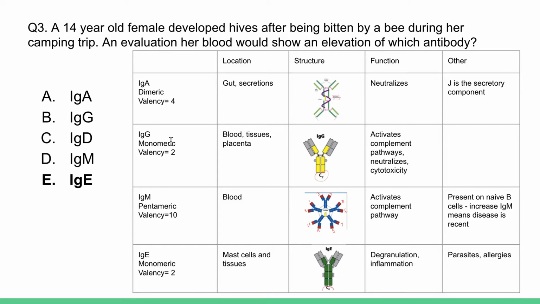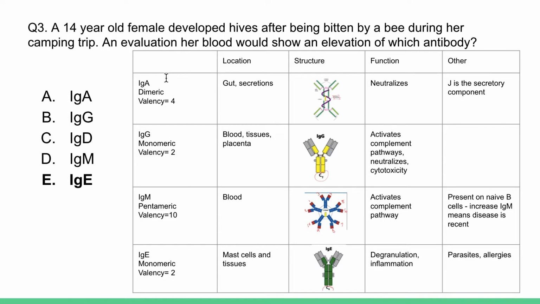IgG is the main one. And I think something really important to remember about this is that this is the only antibody that can cross through the placenta and go from the mother to the fetus. This is again 2 antigen binding sites, so valency is 2, and it's monomeric.